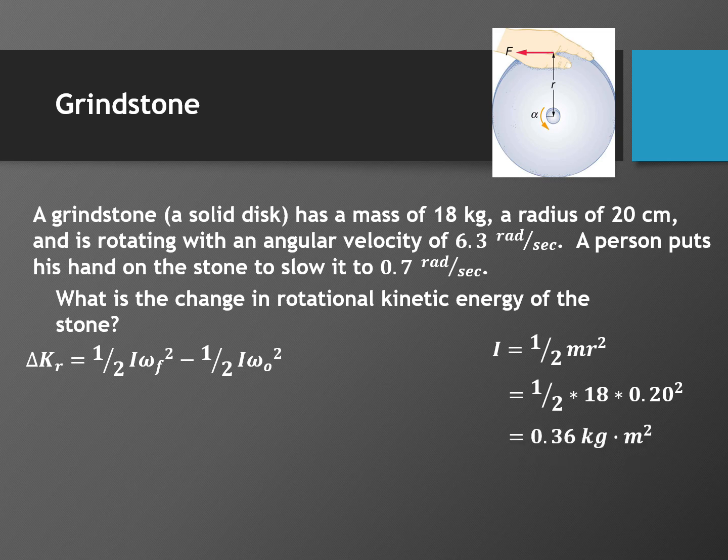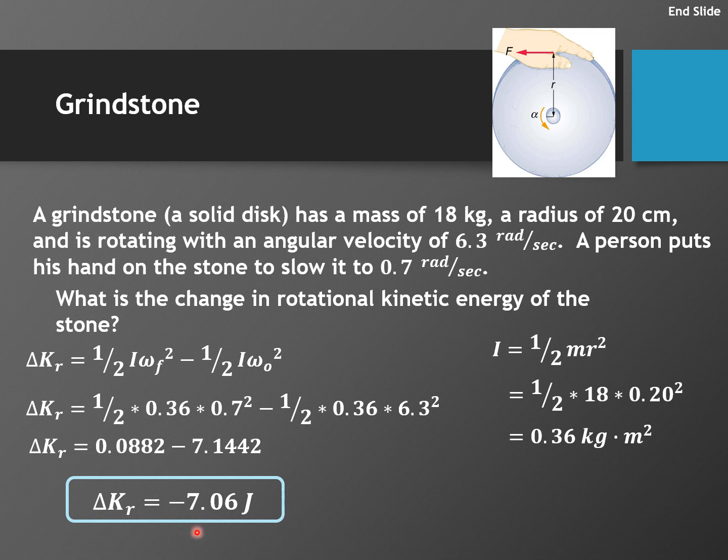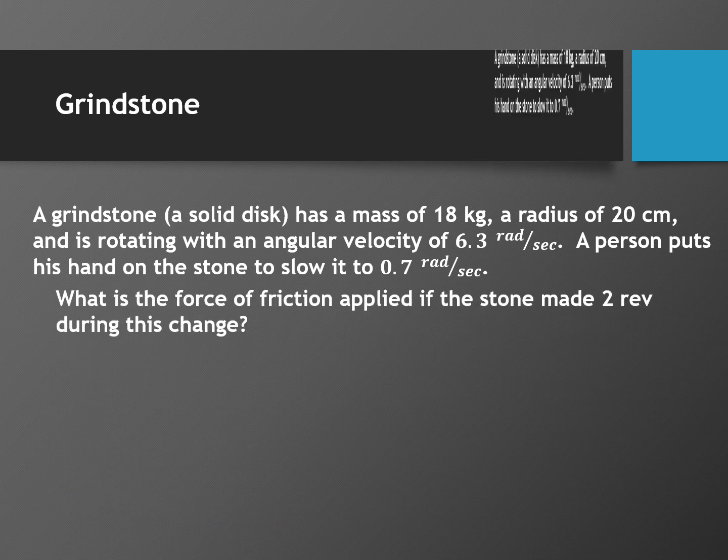So then we plug that into our change in kinetic energy, 1/2 times 0.36 times 0.7 squared, minus 1/2 times 0.36 times 6.3 squared, and we get the total change in rotational kinetic energy to be equal to negative 7.06 joules. The next question says, what force of friction is being applied?